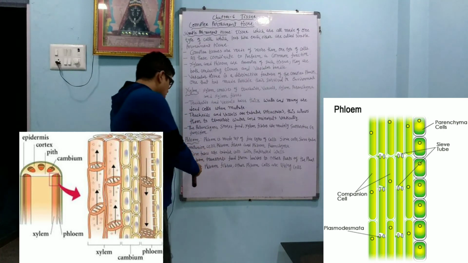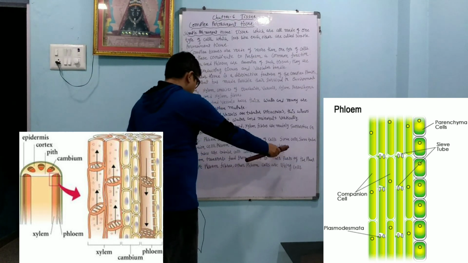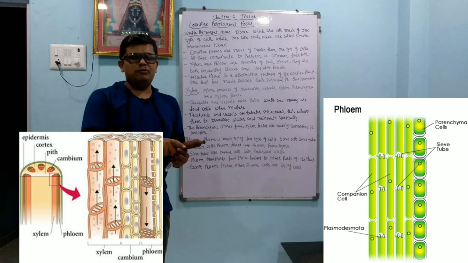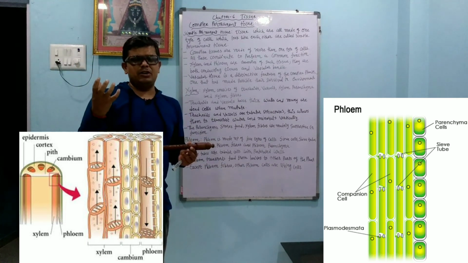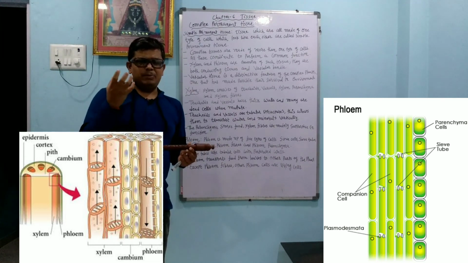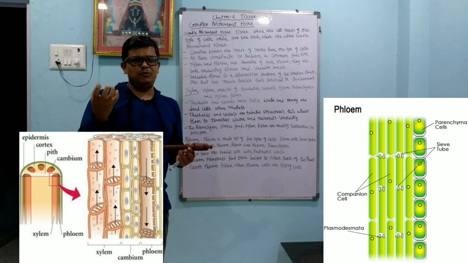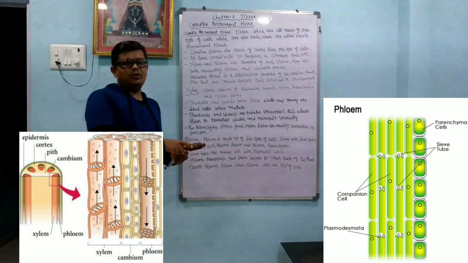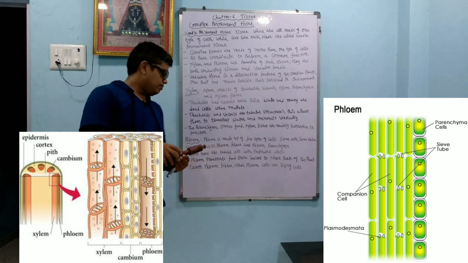Phloem transports food from the leaves to the other parts of the plant, because the photosynthesis reaction occurs in the leaf, in the chlorophyll, in the presence of sunlight. Carbon dioxide and water combine in the presence of sunlight and make food, that is glucose, C6H12O6, plus 6 moles of oxygen. So the phloem carries the food from the leaf to the different parts of the plant.